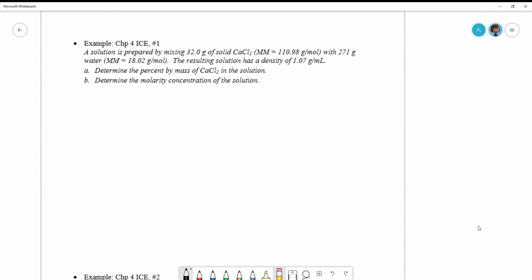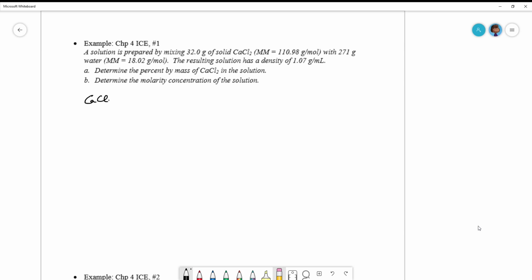Number 1. It says here that a solution is prepared by mixing 35 grams of solid calcium chloride with 271 grams of water. The resulting solution has a density of 1.07 grams per milliliter, and we're asked to do 2 things. First, to get the percent by mass of calcium chloride in the solution, and second, to get its molarity concentration. All right, so let's note what we have here.